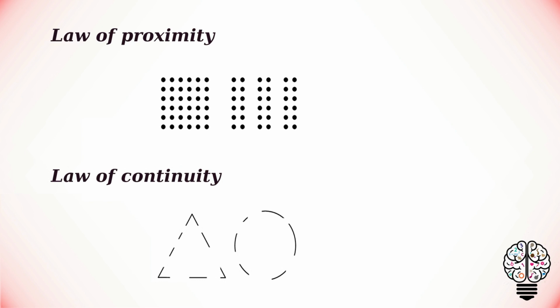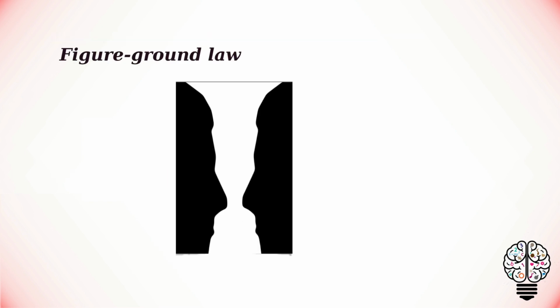According to the law of continuity, points that are connected by straight or curving lines are seen in a way that follows the smoothest path. In this image, we see it as a circle or a triangle rather than complicated lines. According to the figure-ground law, we tend to separate shapes in a design from the background of that design. Here, we can see it as just a vase or as two faces.